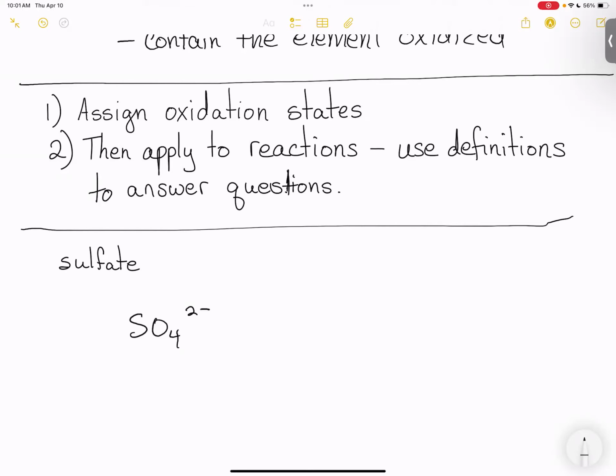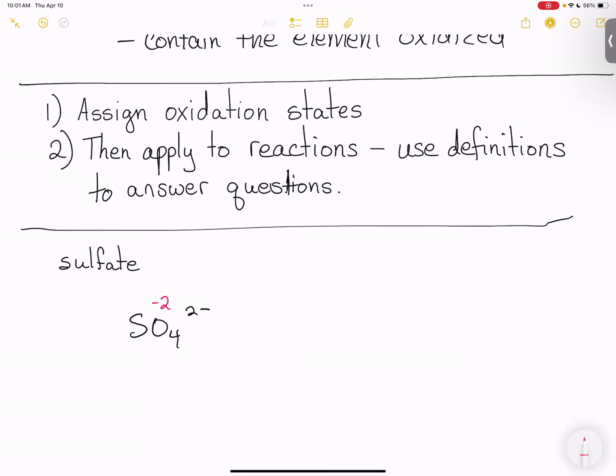Hydrogen is going to be a +1. The only time it's not a +1 is if we're dealing with a hydride, which means that hydrogen is combined with a metal. Oxygen is going to be a -2. The only exception to that is if the oxygen is part of a peroxide, which I will tell you if it's part of a peroxide. So in other words, our oxygen here is a -2.